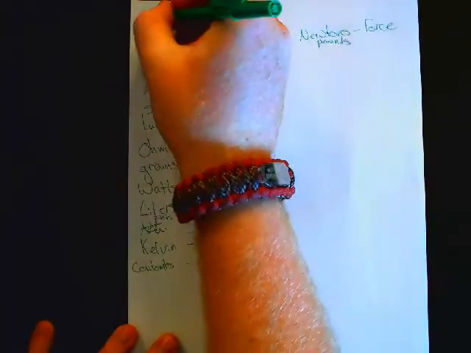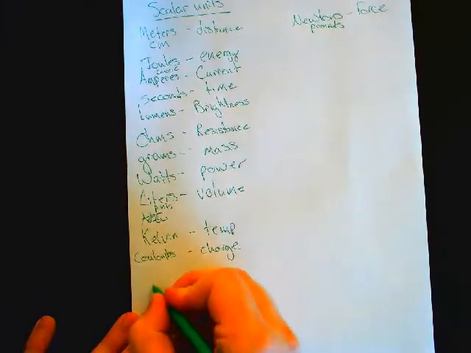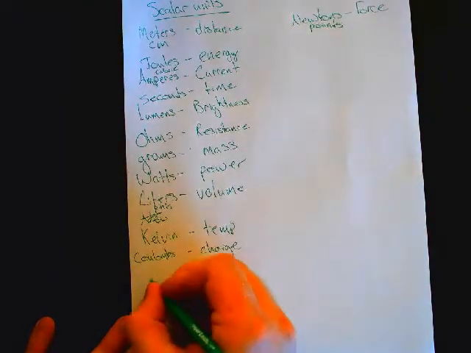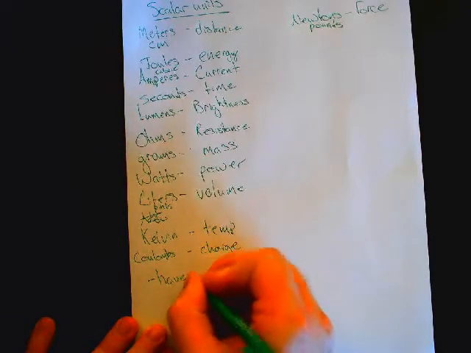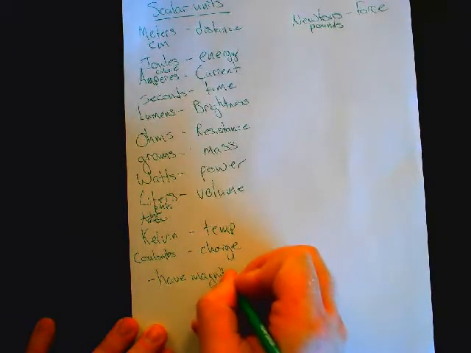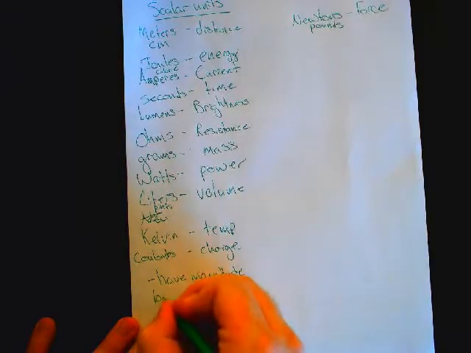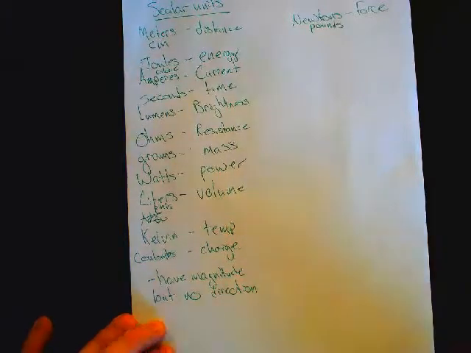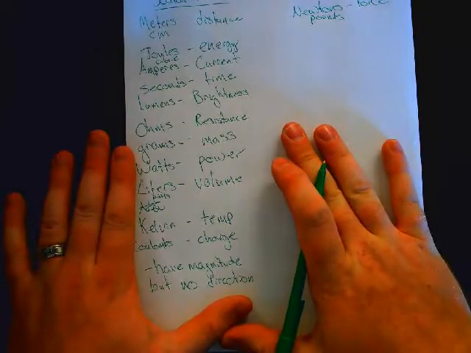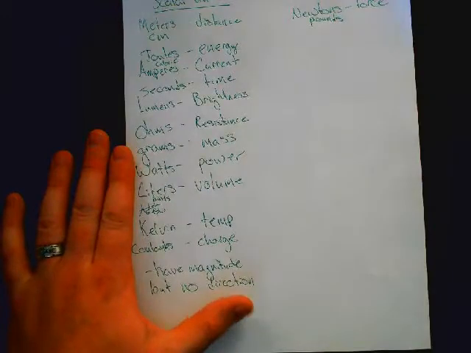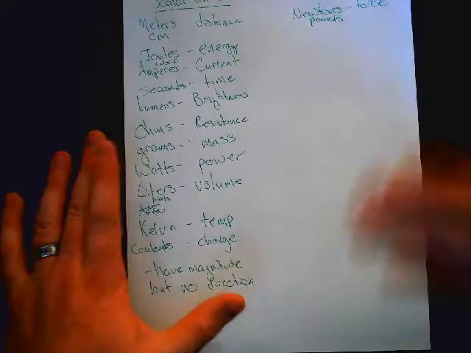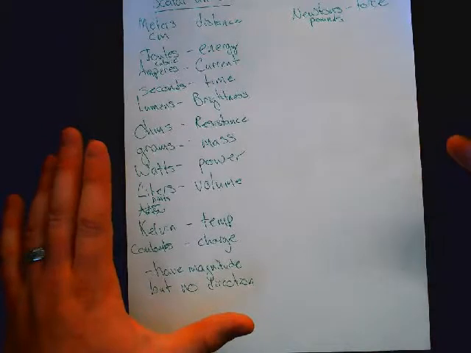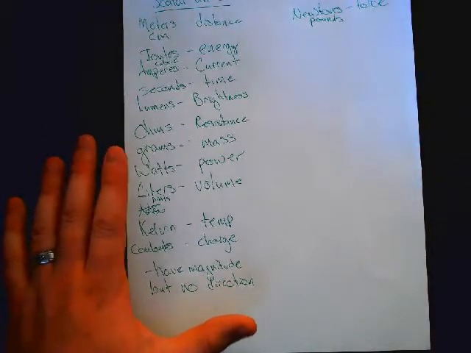So these are all what we call scalar units. They're all units that have no direction, or have a magnitude but no direction. Have magnitude but no direction. All right, so that's a pretty comprehensive list of basically everything we're going to talk about this year, except for, I think I don't see anything on waves here, but otherwise it's pretty good.